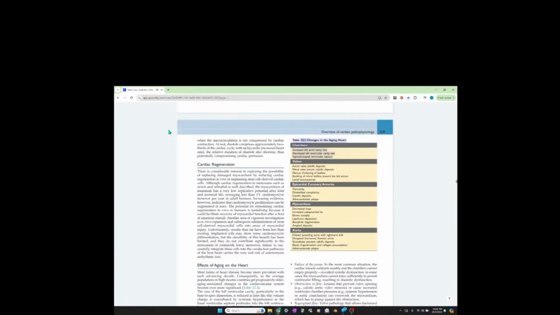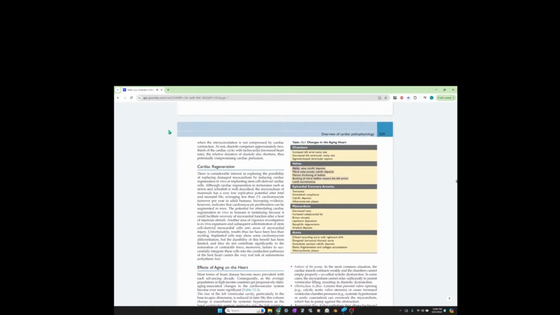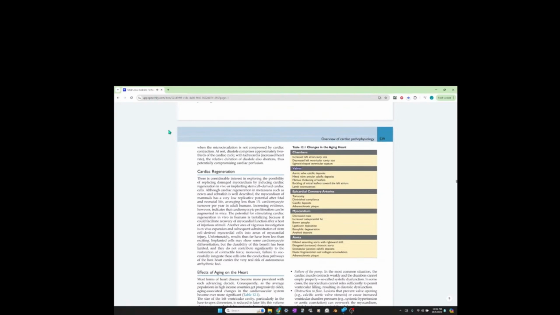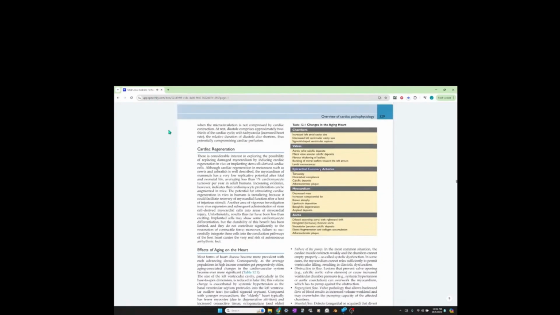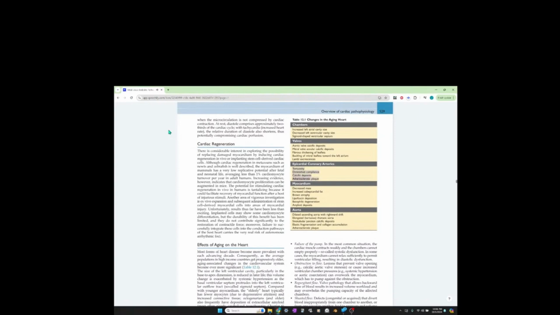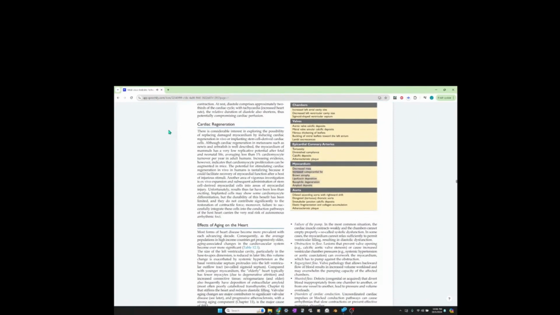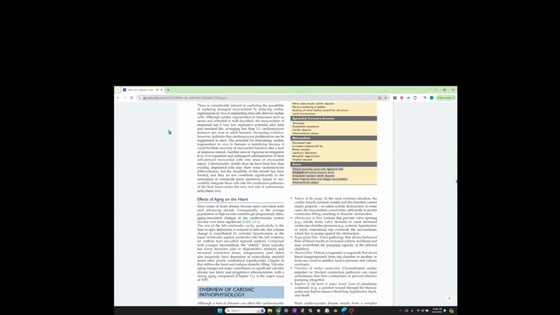Table 12.1, Changes in the aging heart. Chambers: increased left atrial cavity size, decreased left ventricular cavity size, sigmoid-shaped ventricular septum. Valves: aortic valve calcific deposits, mitral valve annular calcific deposits, fibrous thickening of leaflets, buckling of mitral leaflets toward the left atrium, Lambl excrescences. Epicardial coronary arteries: tortuosity, diminished compliance, calcific deposits, atherosclerotic plaque. Myocardium: decreased mass, increased subepicardial fat, brown atrophy, lipofuscin deposition, basophilic degeneration, amyloid deposits. Aorta: dilated ascending aorta with rightward shift, elongated thoracic aorta, sinotubular junction calcific deposits, elastic fragmentation and collagen accumulation, atherosclerotic plaque.